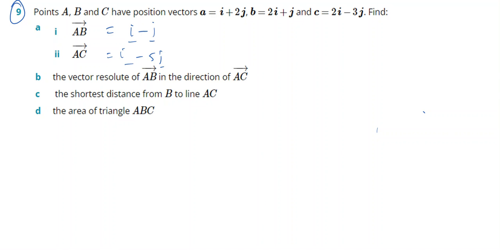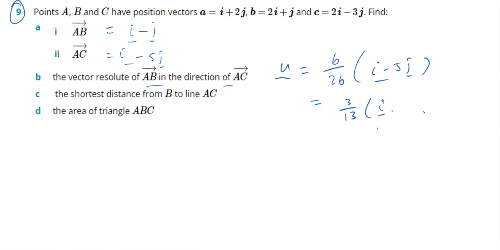Okay, and then we want the vector resolute of AB in the direction of AC. So your vector u would be given by AB dot AC over AC dot AC. AB dot AC is 1 plus 5, which is 6. And then the bottom would be AC dot AC, or the magnitude of AC squared. The magnitude of AC is root of 1 plus 25, just root 26. Root 26 squared is just 26. And then AC is just i minus 5j. So simplify by 3 over 13, i minus 5j. And you're done. All right.